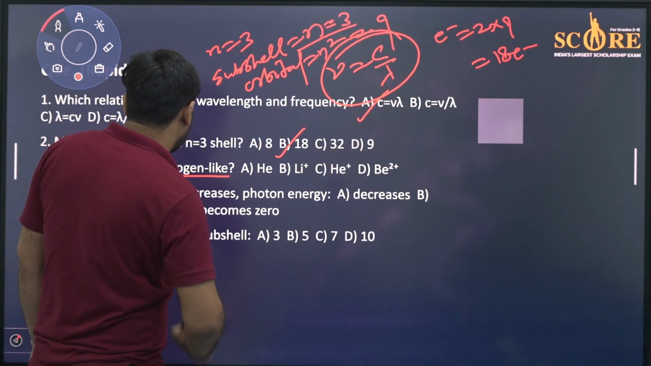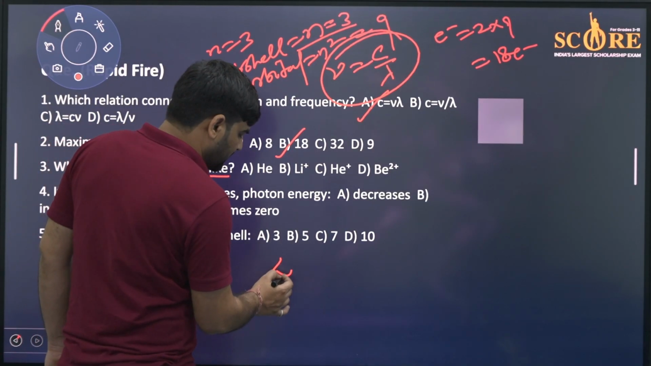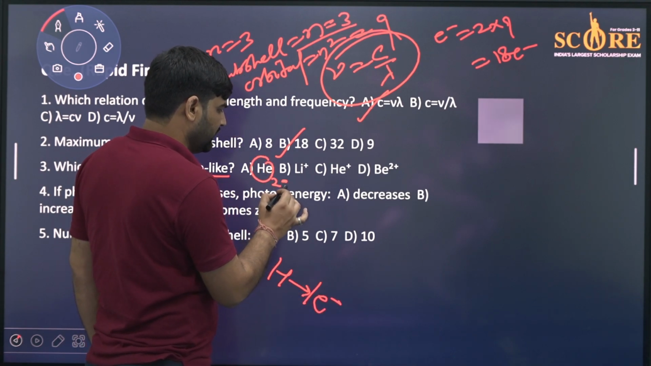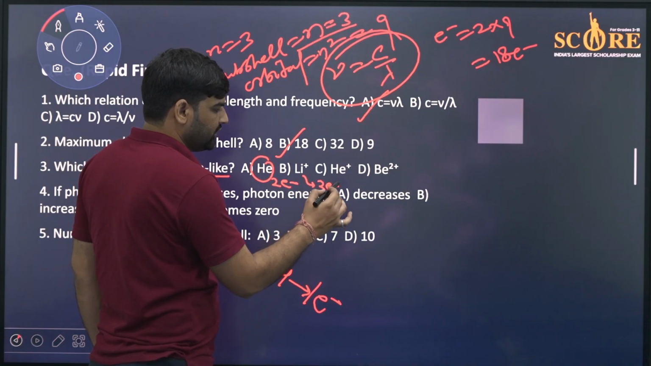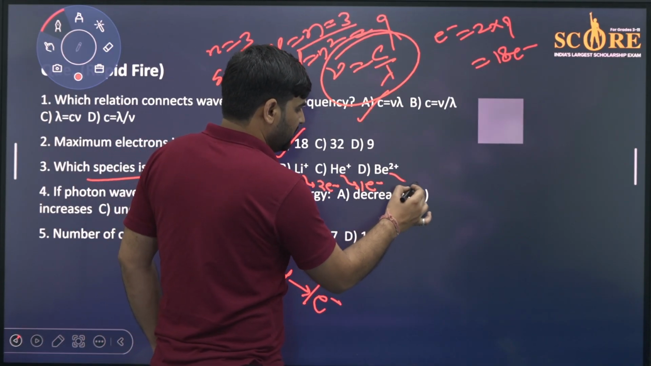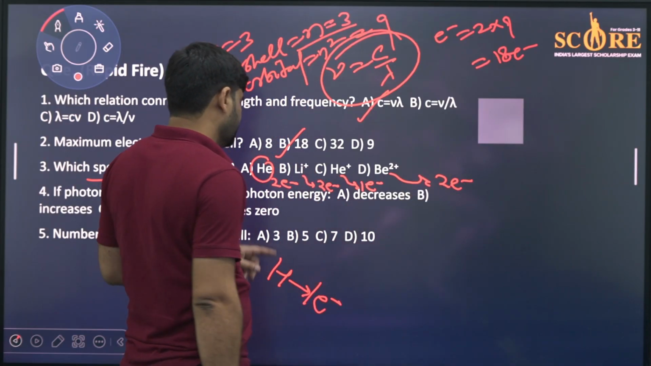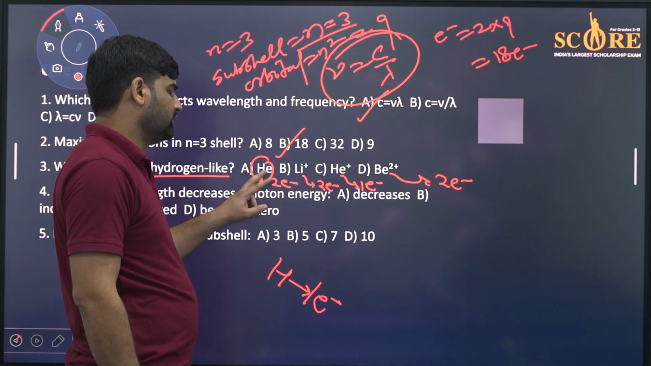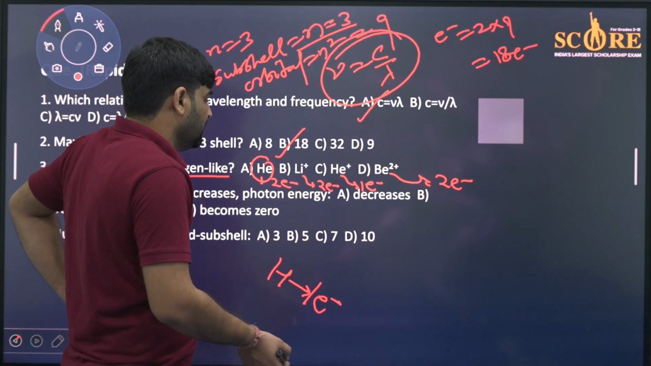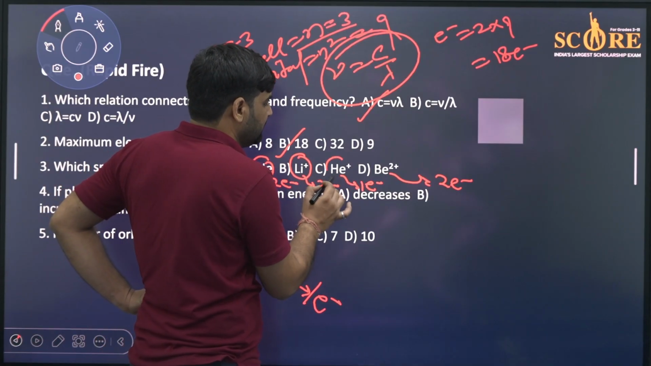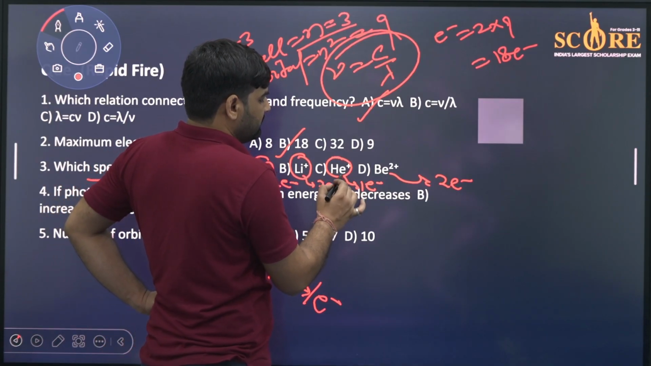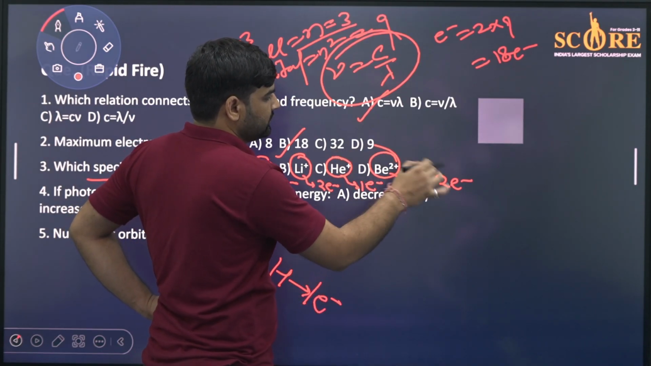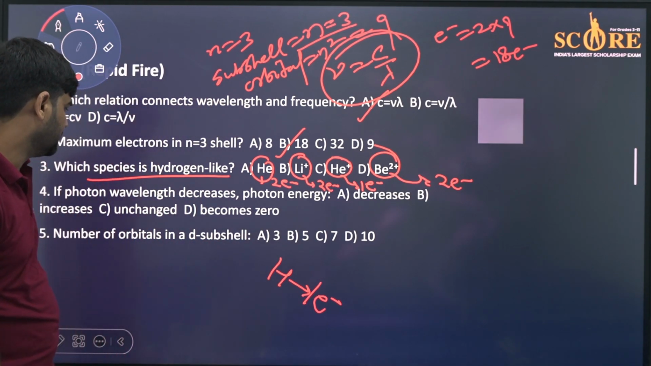Which species is hydrogen like? Hydrogen like means it has 1 electron only. This is considered 2 electrons. This is also considered 2 electrons. This is 1 electron and this is 2 electrons. You know Z of all these elements. Helium has Z 2, electrons will also be 2. Lithium has Z 3, Li plus has 2 electrons. He plus has 1 electron, 1 electron lesser. And beryllium has Z 4, so it has 2 electrons.